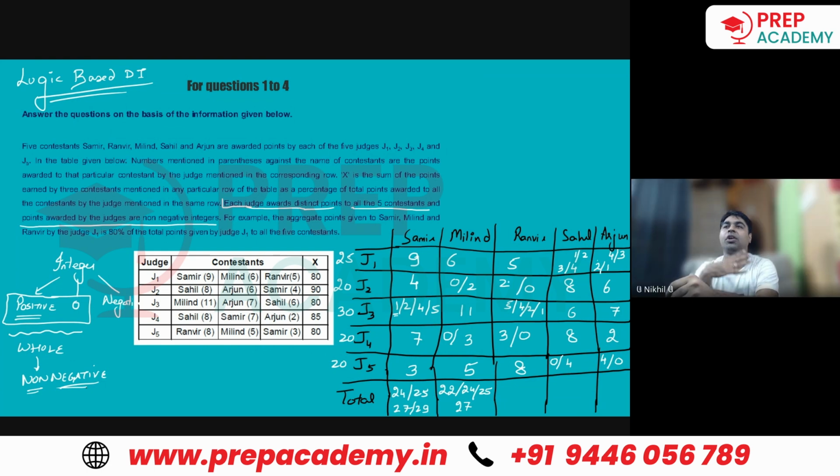For Ranveer, there will be a lot of cases. So instead of making all the cases, let's make a simple thing, a range. So here the minimum value can be 5 plus 8, 13 has to be there. 0 minimum and 1 minimum. So 14 would be the minimum of Ranveer.